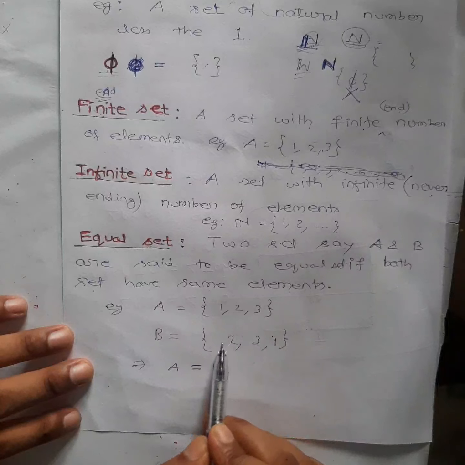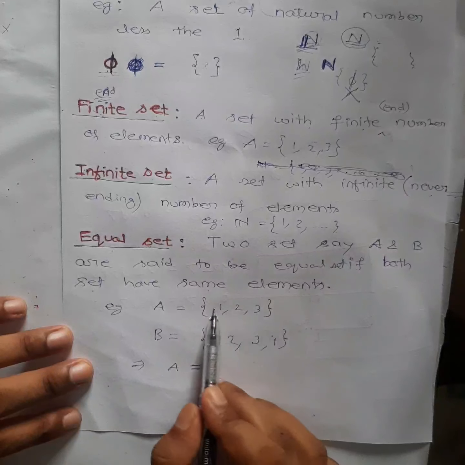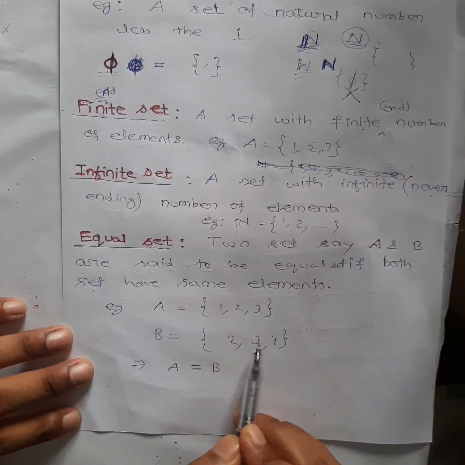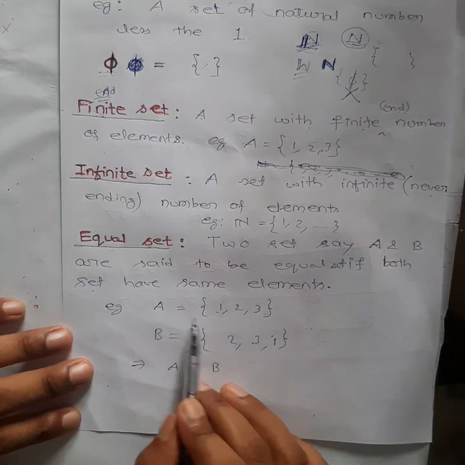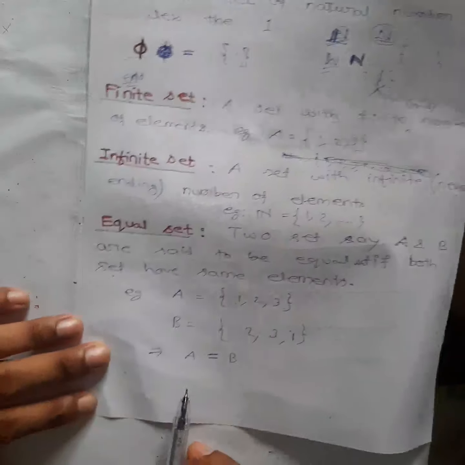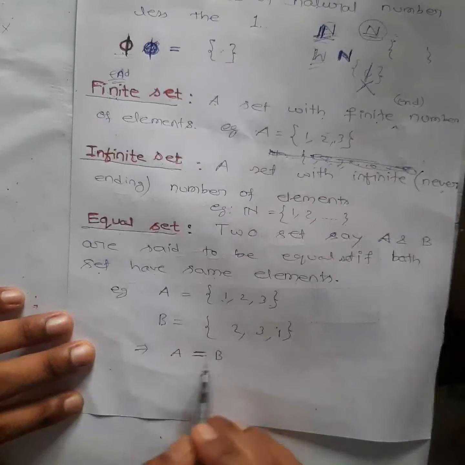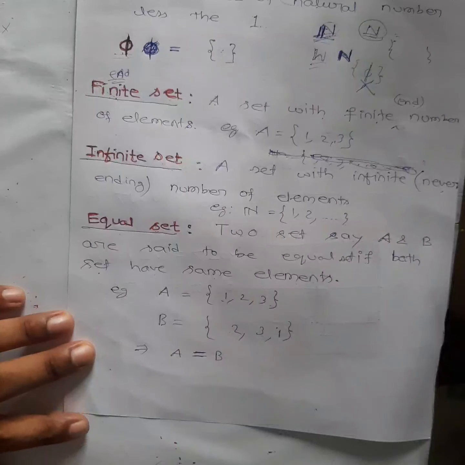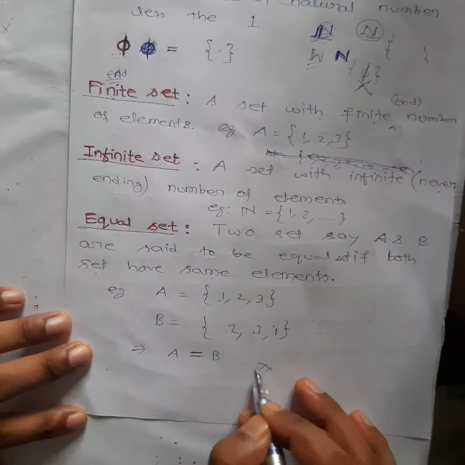So you can see in this case, how many elements are there? 3. Here also 3. And what are the elements? Here 1, 2, 3, here also 1, 2, 3. So these two sets are said to be equal, and you can write it like this: A is equal to B. Okay, so this is called equal set.